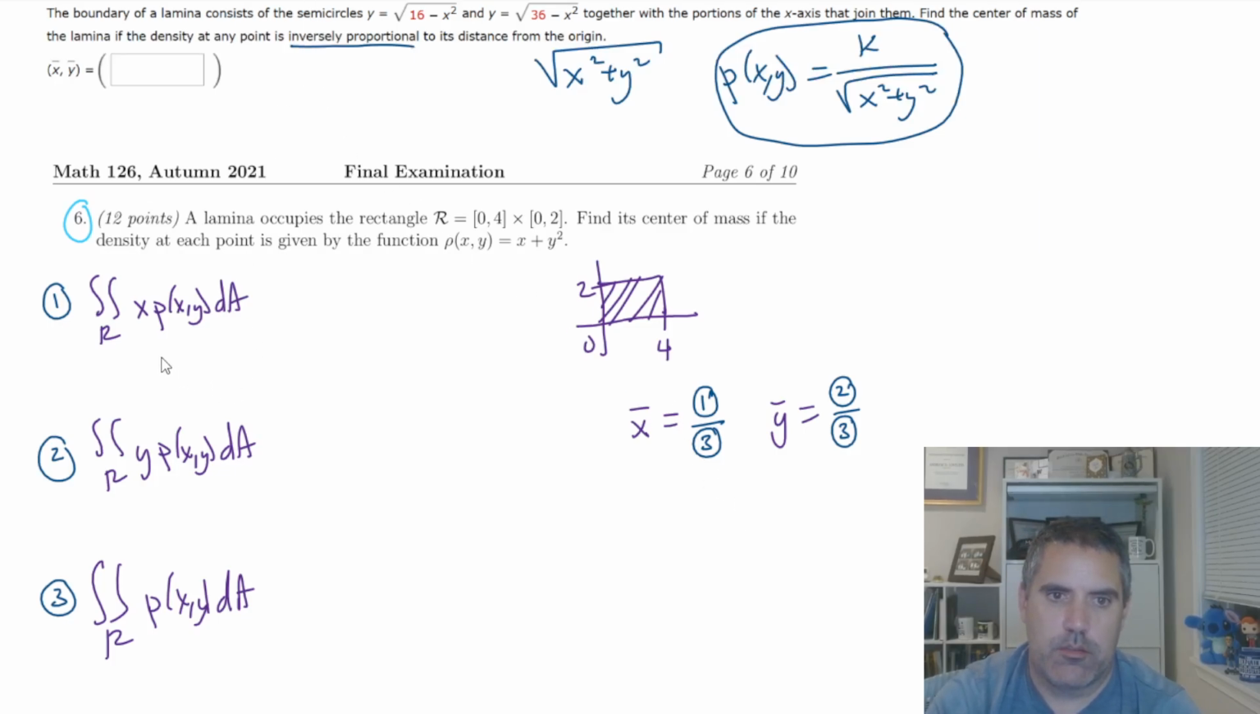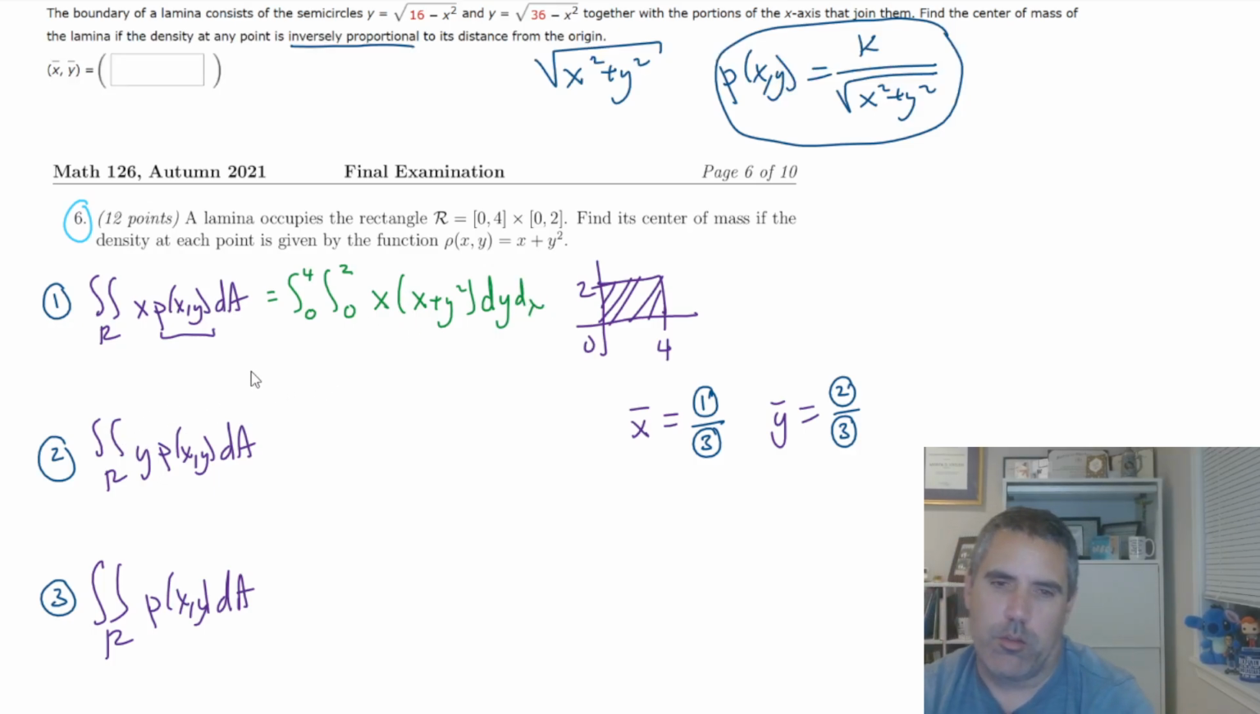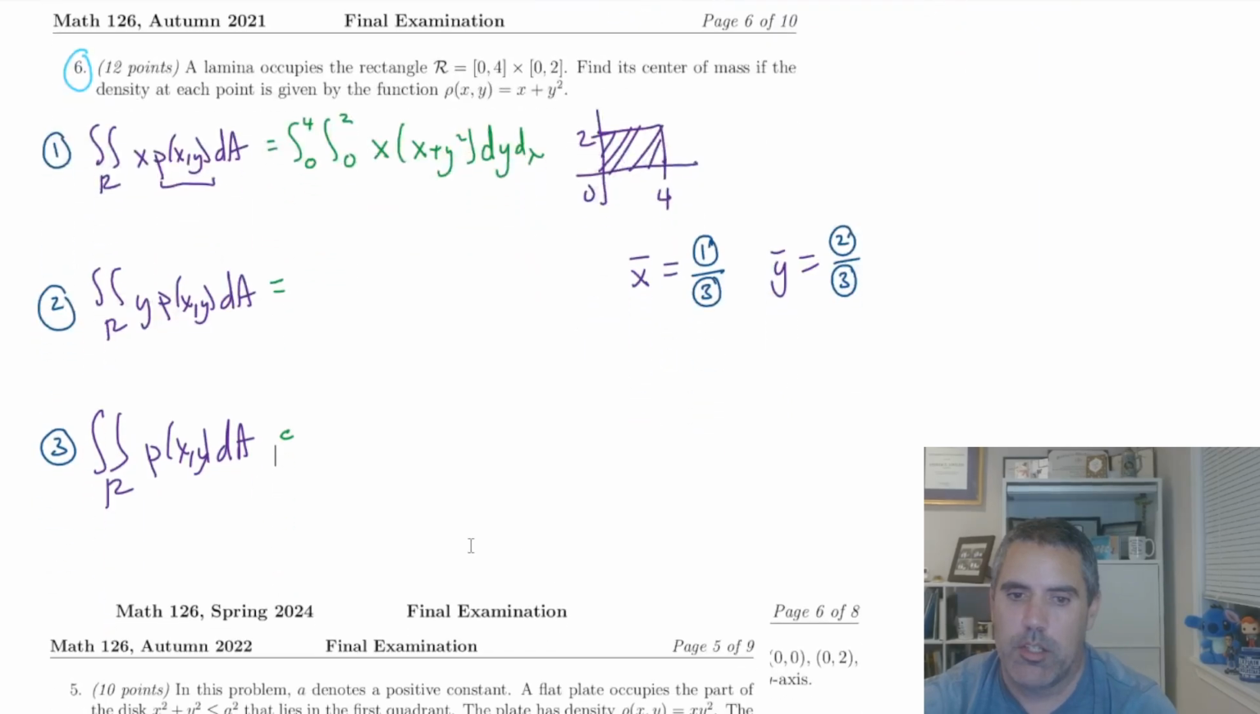They've told you the function, so they've told you what goes here. They've told you the region, so you actually know the bounds. The bounds would be 0 to 4 and 0 to 2 of x plus y squared dy dx. And I did not multiply by the x. X times x plus y squared dy dx. Distribute, integrate with respect to y. So we really are using this to check on that double integral setup and integration.